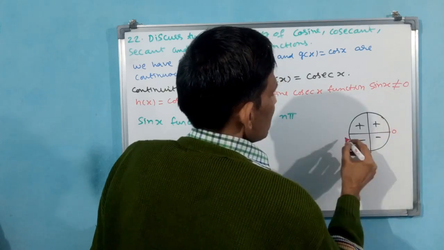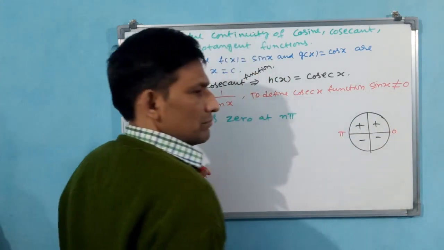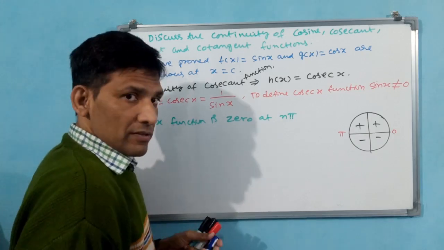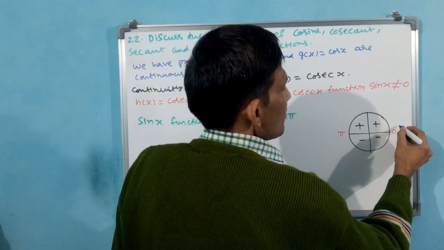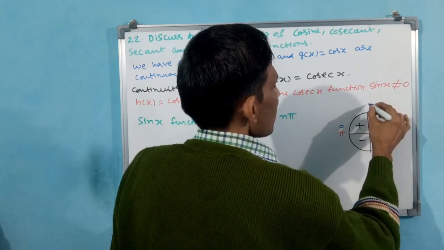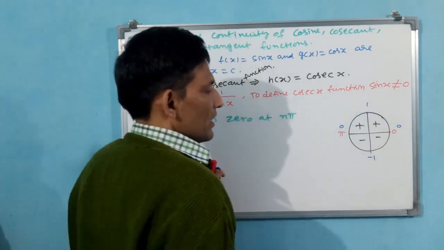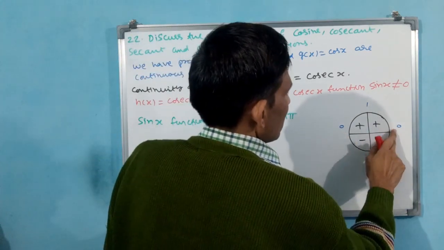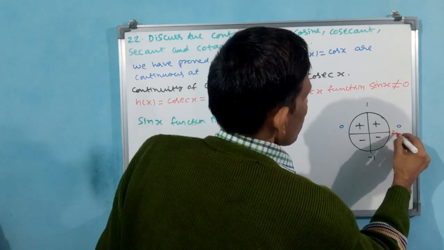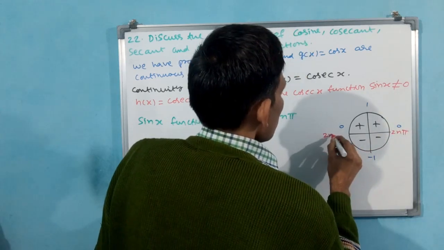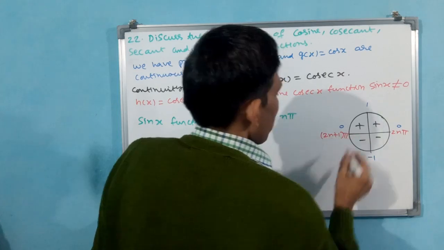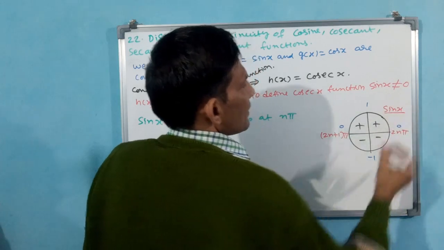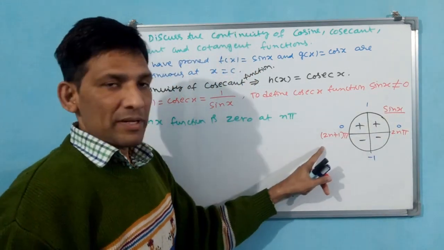This is 0 degree, this is pi degree. But the values, how are you going to write? The value here is 0, here also 0, here 1, here minus 1. Again I am writing the angles like this: 0, pi, 2n pi, 2n plus 1 pi, for sin x.